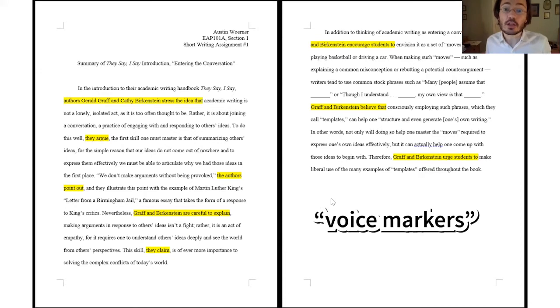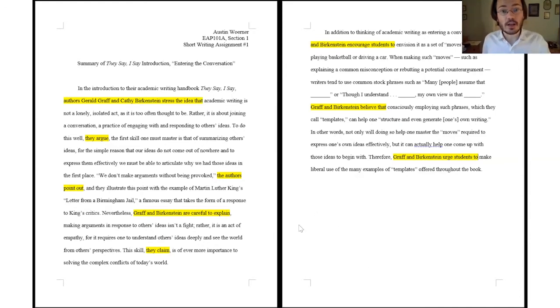And these voice markers are important because if they weren't there, it would be easy for a person reading this summary to get confused and think that these statements are expressing Austin Woerner's ideas and not the ideas of Gerald Graff and Kathy Birkenstein.